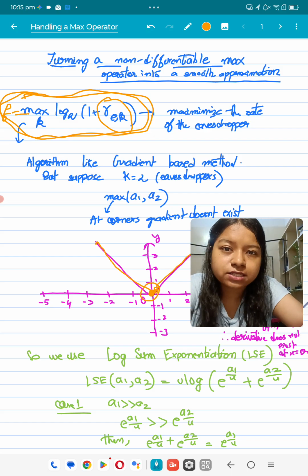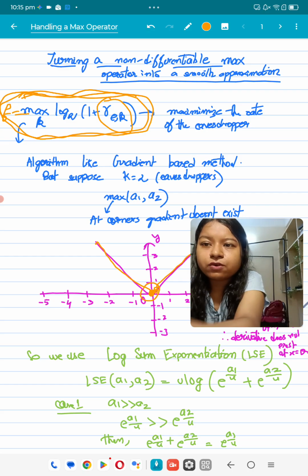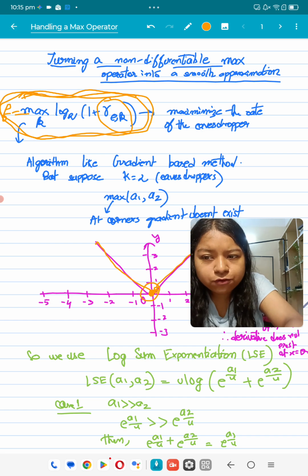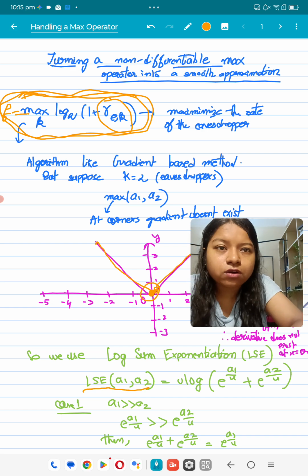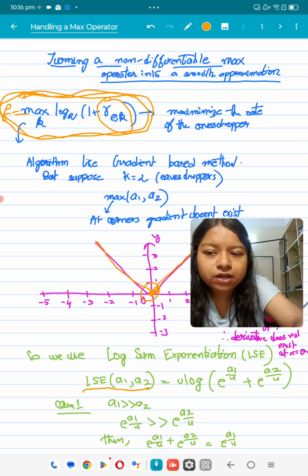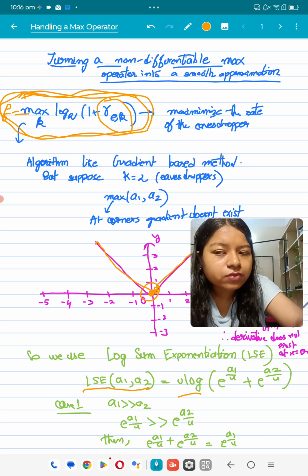I will first give the general formula, and then I will apply the log sum exponential formula to our capacity equation. Suppose we have to find LSE of A1, A2. We will prove that LSE of A1, A2 is equal to max of A1, A2. LSE of A1, A2 can be represented as U log of exponential of A1 by U plus exponential of A2 by U. We will prove it.